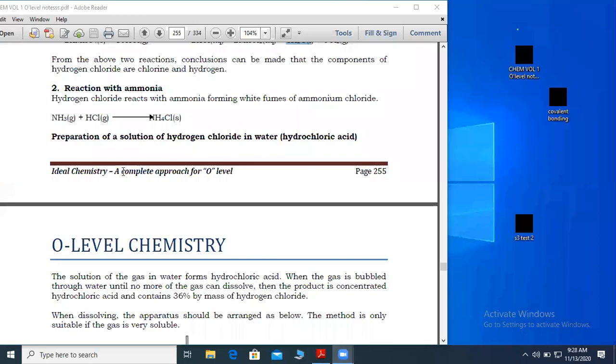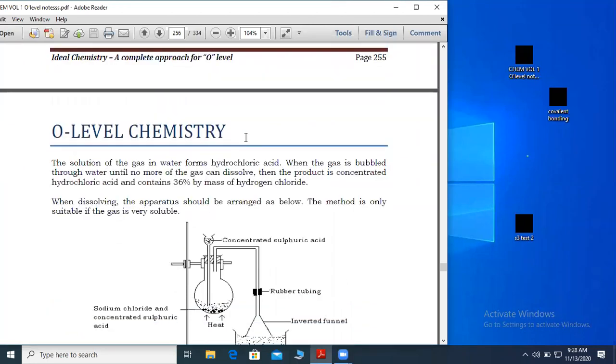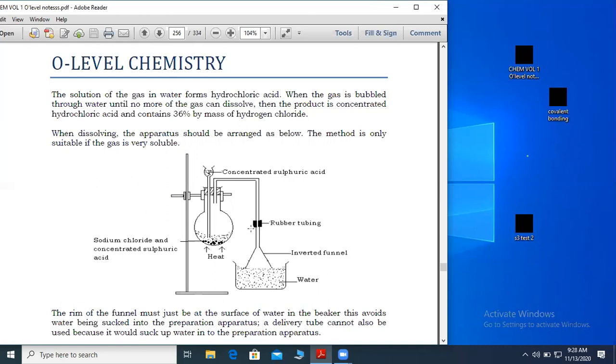In other words, now when we look at preparation of hydrogen chloride gas in water, the question is, how can hydrogen chloride gas be converted to hydrochloric acid? Hydrogen chloride gas can be converted to hydrochloric acid by simply dissolving it in what? In water. And when you dissolve it in water, you must use an inverted funnel. You must use an inverted funnel.